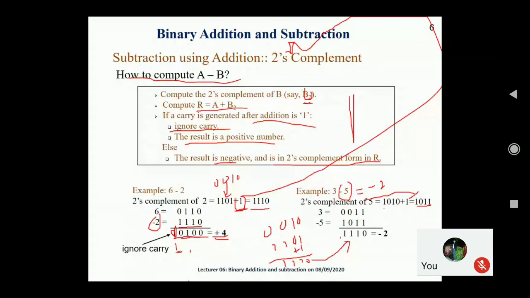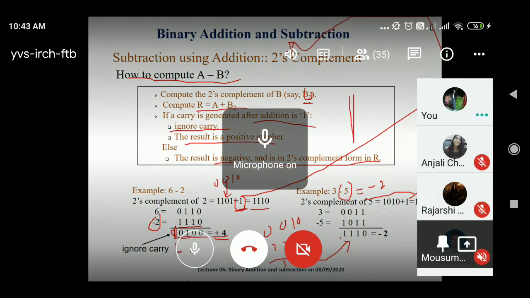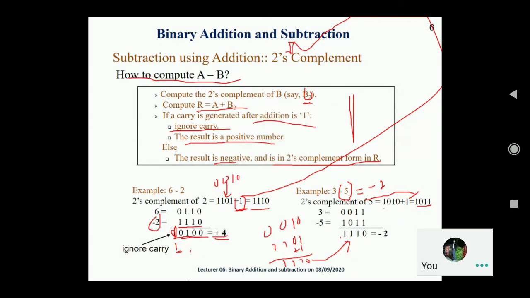Are you getting it? Any doubt on this one? No, sir. No, sir. Okay.